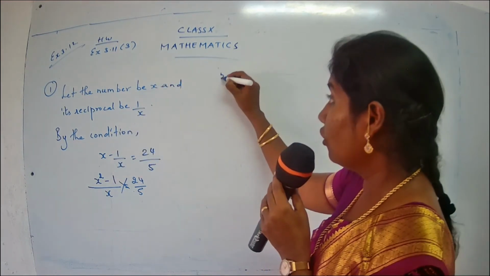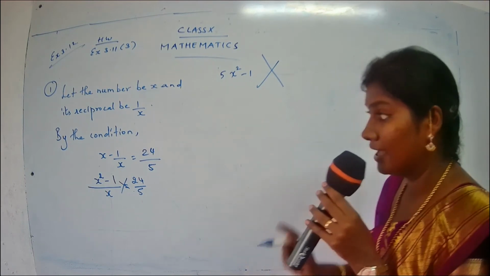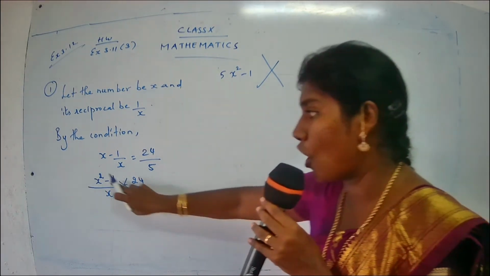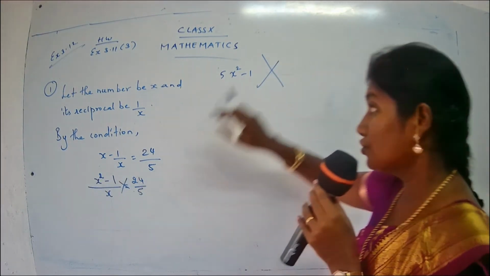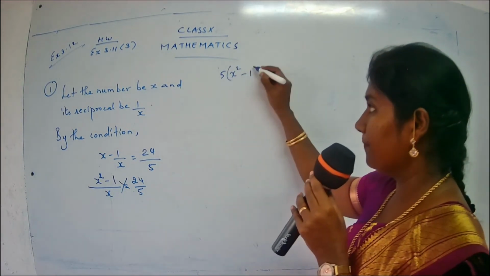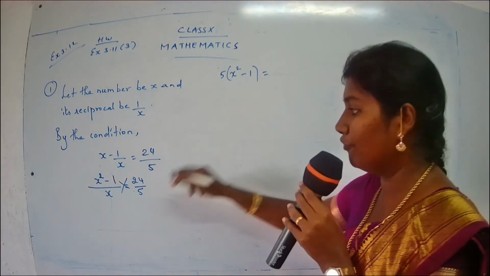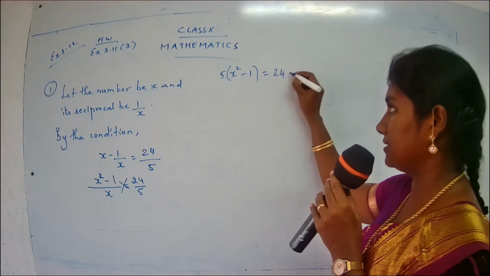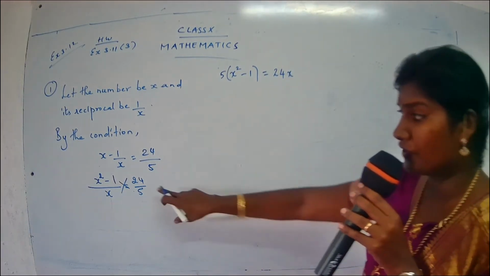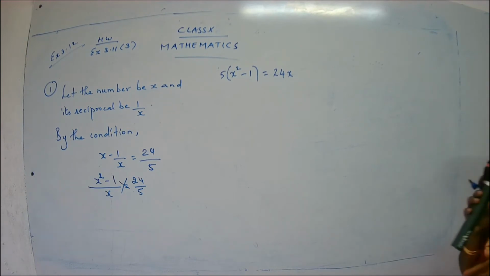So you get here, see, now 5 goes here. So 5, do not write 5x square minus 1. This is totally wrong way of writing. I told you this 5 is common for both x square and 1. So the use of bracket is very, very important. 5 into x square minus 1 is equal to 24x. So that is 24 into x. Here no need to use the bracket because we have only one number, that is 24. So 5 into x square minus 1 is equal to 24 into x.